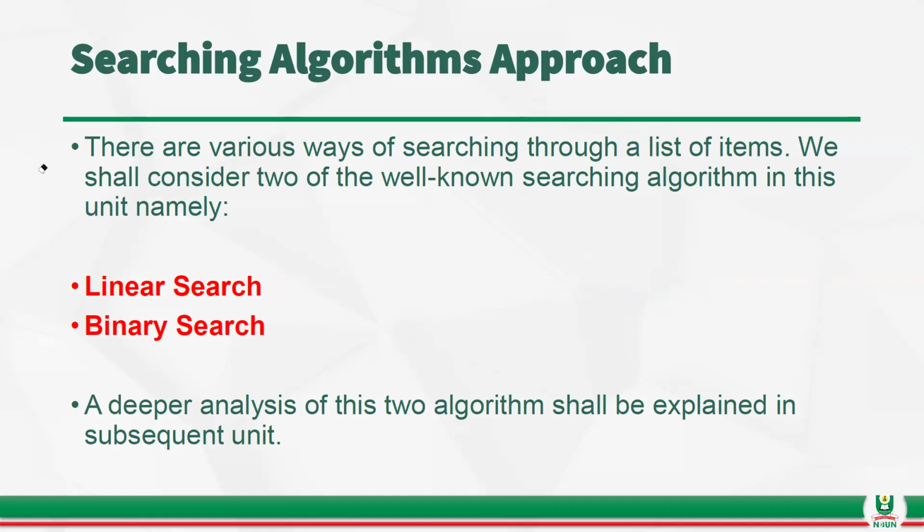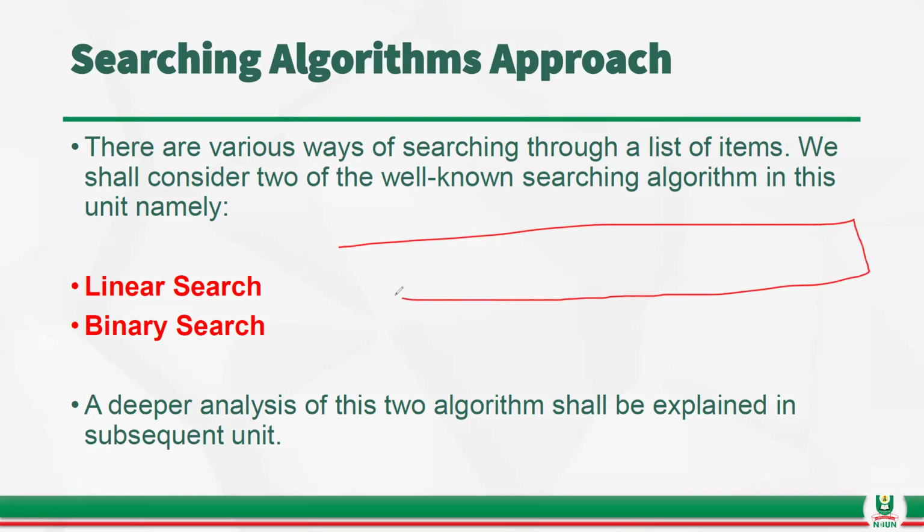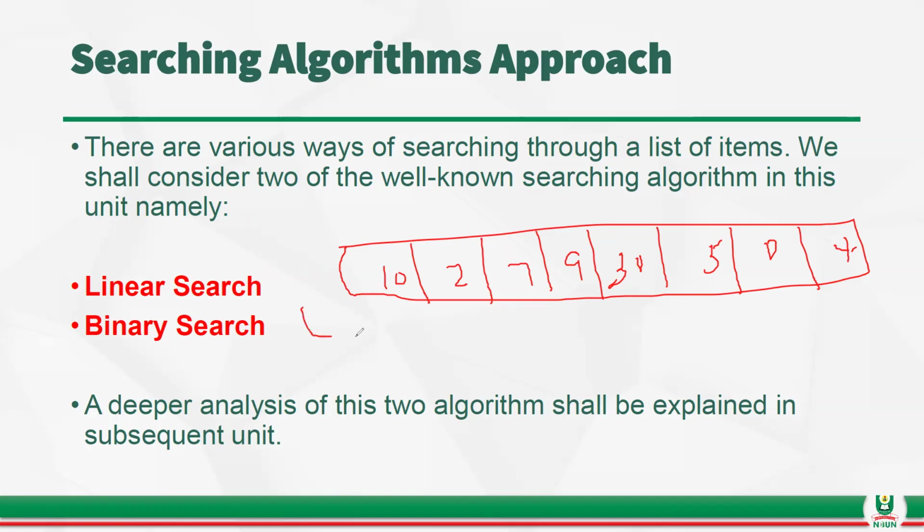Like I told you, I don't like reading slides. I just like explaining. It's easier. You can always go and read the slides yourself rather than me reading them to you. So if I have maybe 10, 2, 7, 9, 30, 5, 0, 4. What linear search will do is come to the first element.